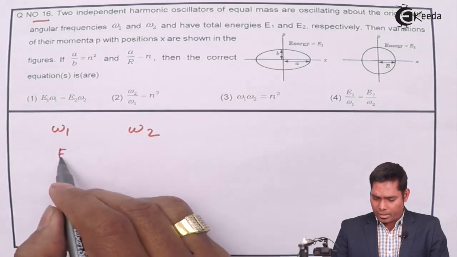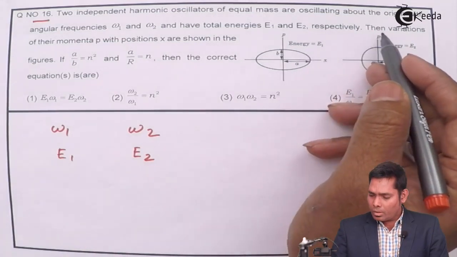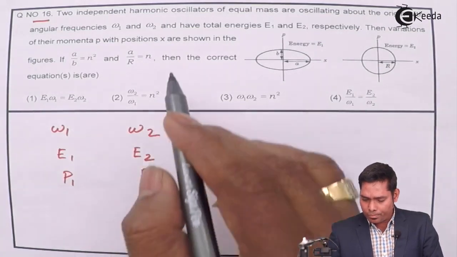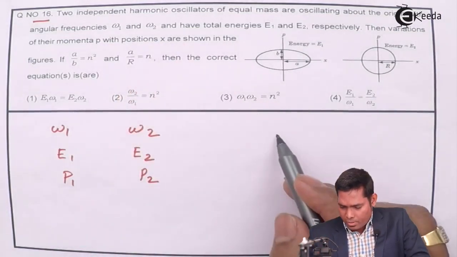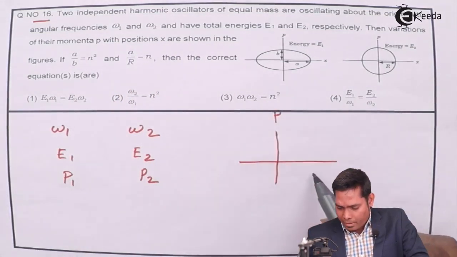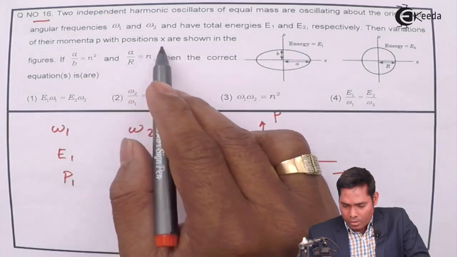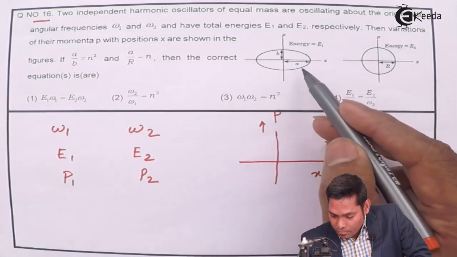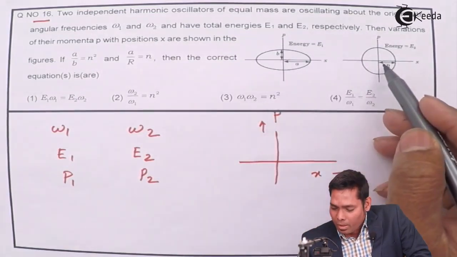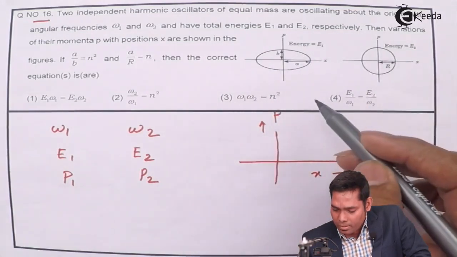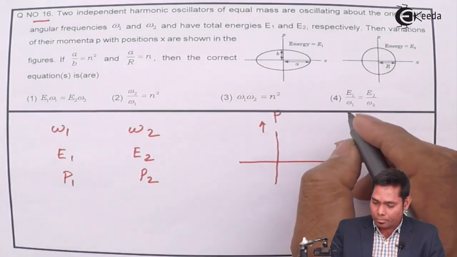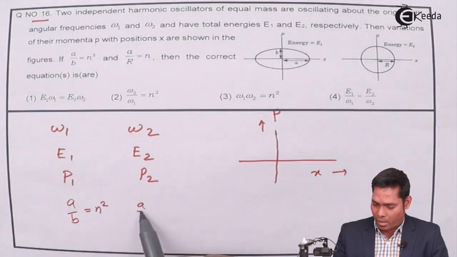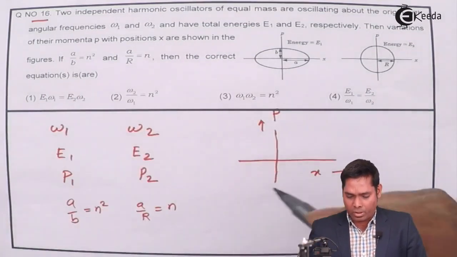Total energies are E1 and E2. Then the variations of their momenta, its momentum is P1, its momentum is P2, with position x, the variation of momentum and position x are shown in figure. If A by B is n square, so these are the diagrams given. This is A, this is B, this is R, this is elliptical, this is circular. So it is given that A by B is n square and A by R is n, then the correct equation is.